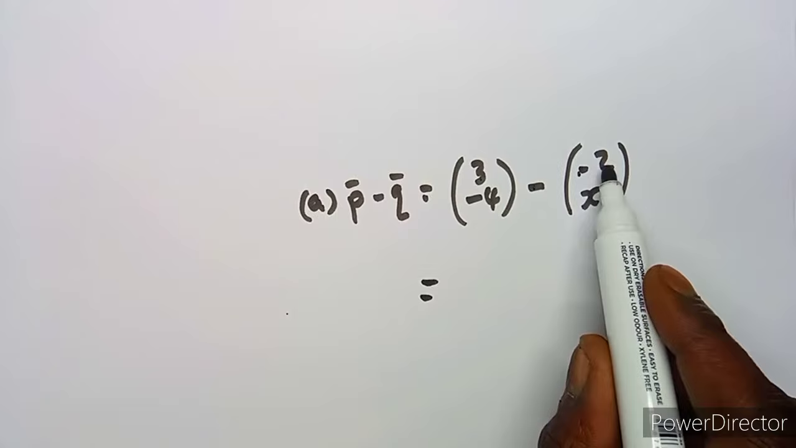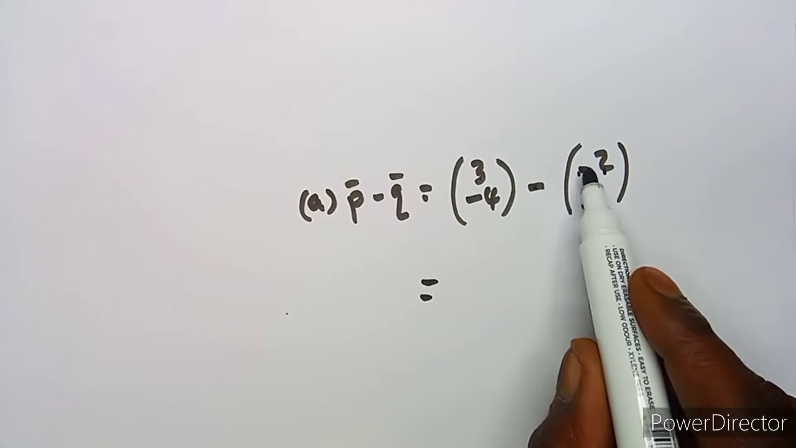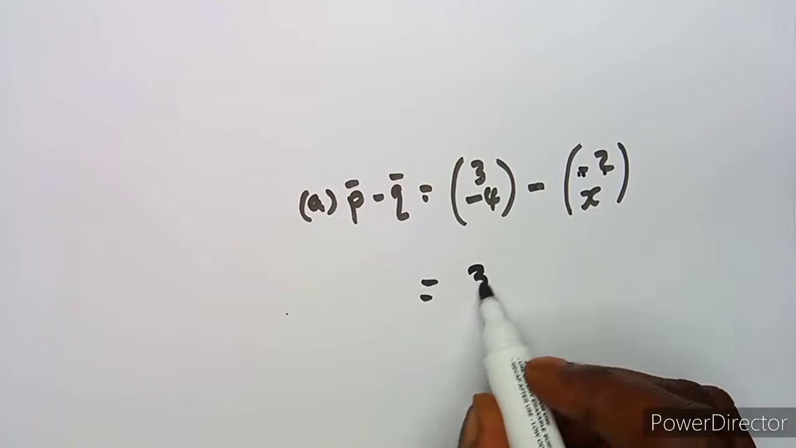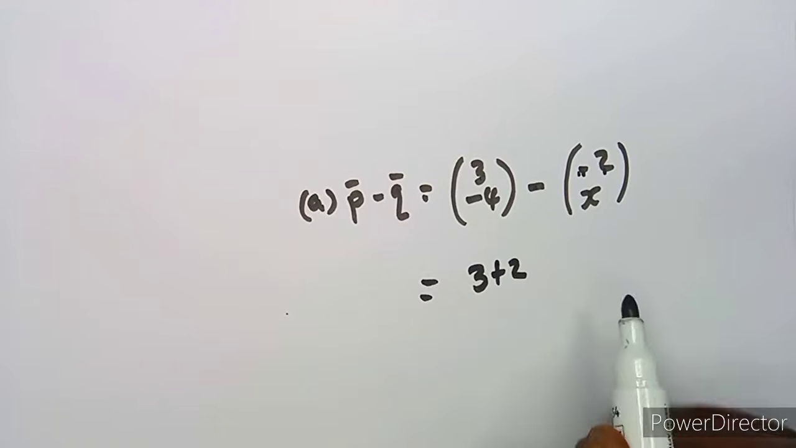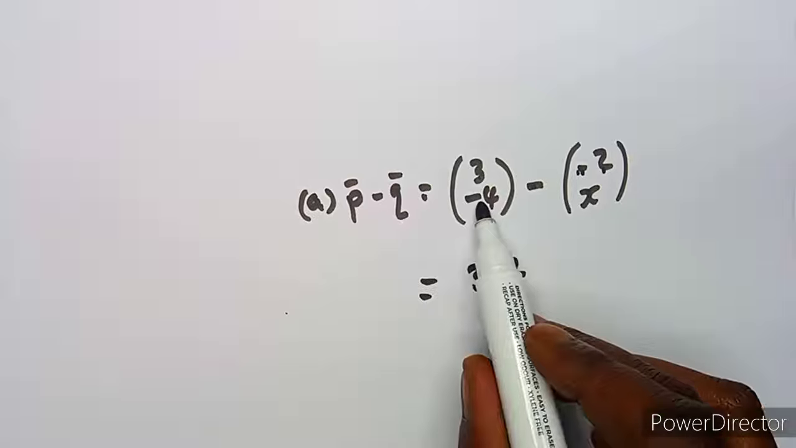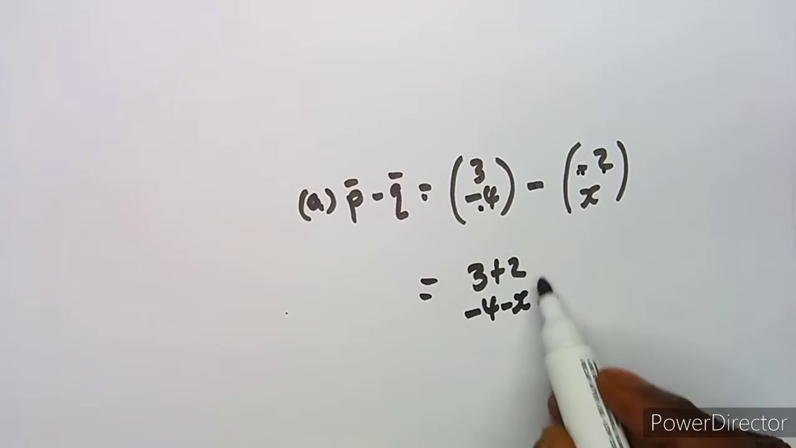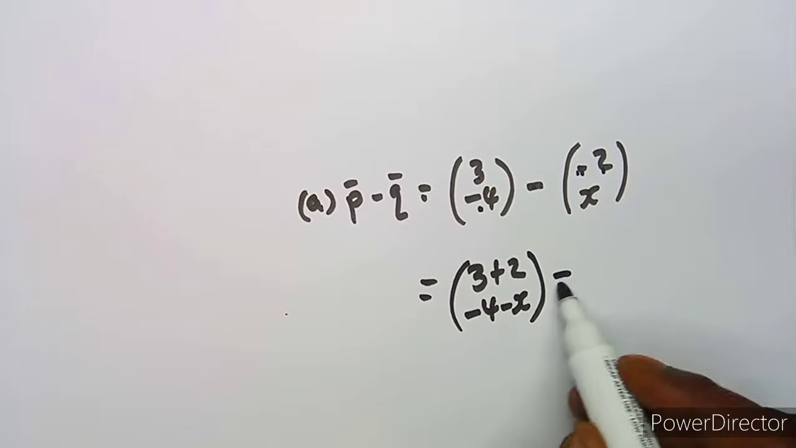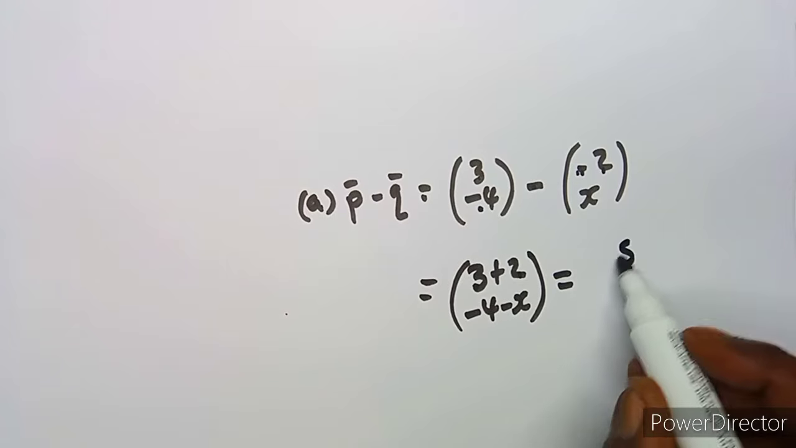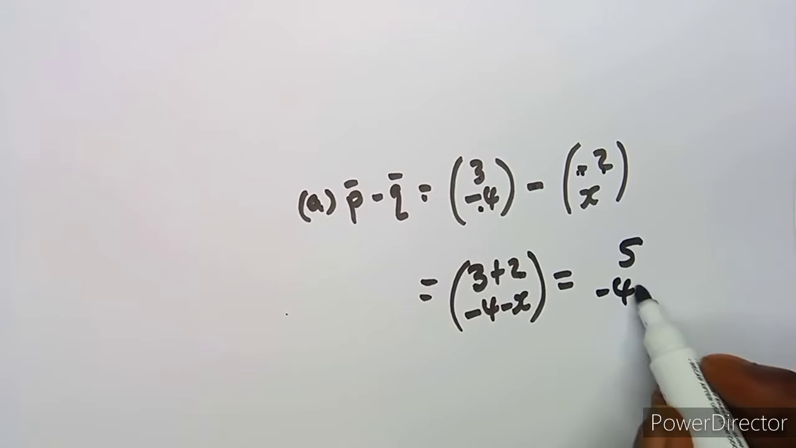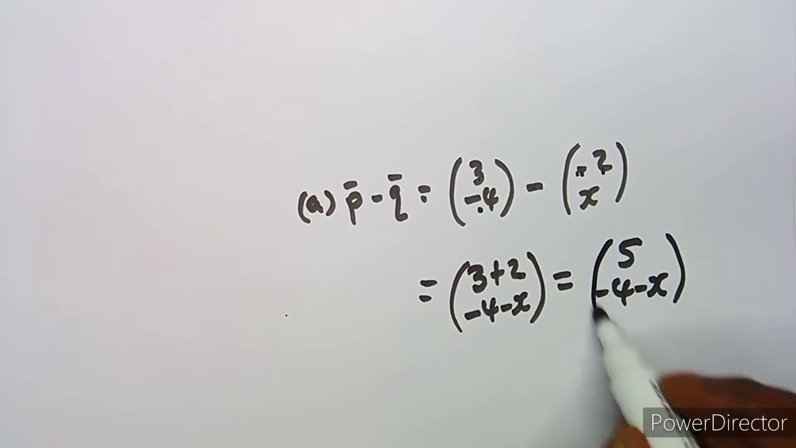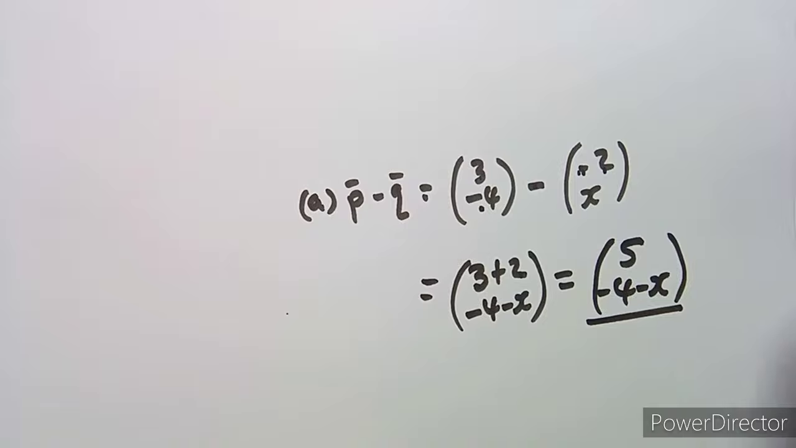3 minus minus 2, that's going to be plus. Minus and minus, that's a plus. So 3 plus 2, guys, that's going to give us 5. All right, anyways, minus 4 minus x. So this one cannot change. It will be minus 4 minus x. You don't combine minus 4 minus x, guys. So we say 3 plus 2 is 5. Then minus 4 minus x cannot be combined. These are like unlike terms. So just like that.